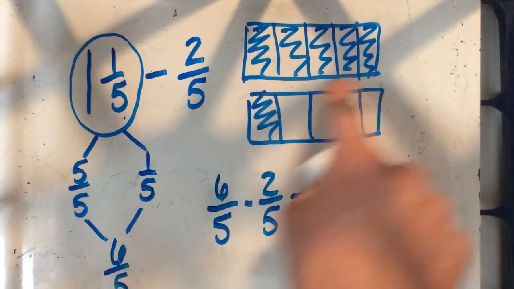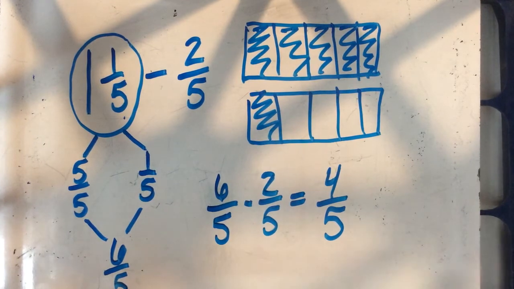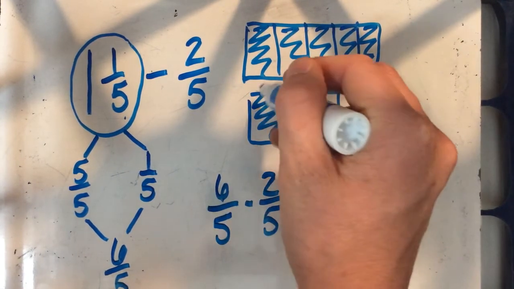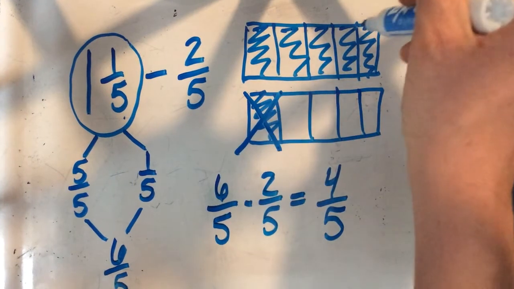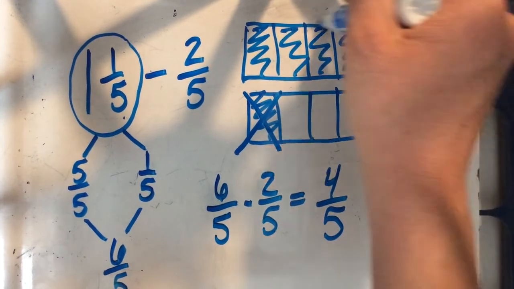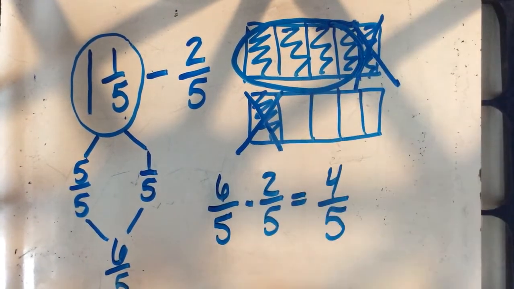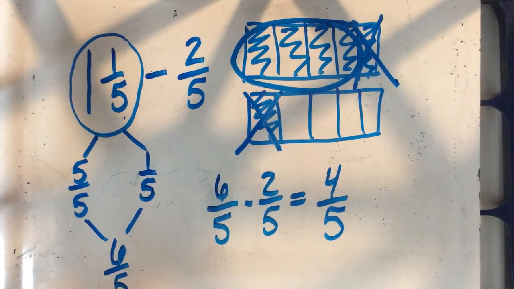Okay, so I have 1 whole and 1/5. And to show that I'm subtracting 2/5, I can simply cross out 2/5, and I'll have a remaining 4/5, just like I did when I subtracted.